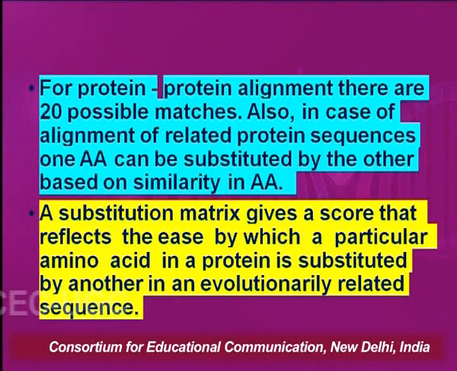For protein, it is different, because in nucleotides we just have 4 possibilities, but in proteins we have 20 possible matches. And in case of alignment of related sequences, one amino acid can be substituted by 20 other amino acids. So for a substitution matrix in case of amino acids we will have 20 possibilities and we will give each a score, understanding which amino acid it can be replaced by in evolutionarily related sequences.